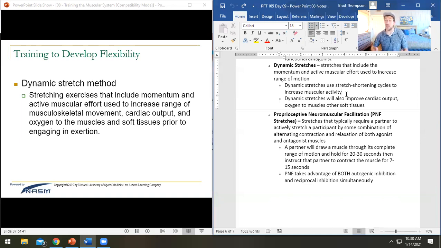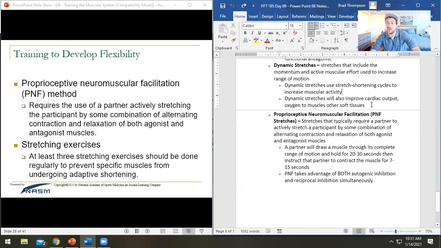Dynamic stretches are a good way to get your heart rate up, get some blood flow before a heavy workout session. The other thing is by creating those little stretch cycles, your nervous system gets turned on like crazy. So now it's also going to help you lift really, really heavy. So dynamic stretches are great because they can increase your core temperature. They get your heart rate up a little bit.